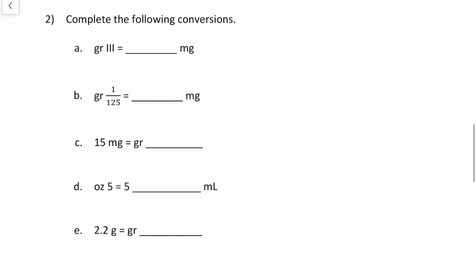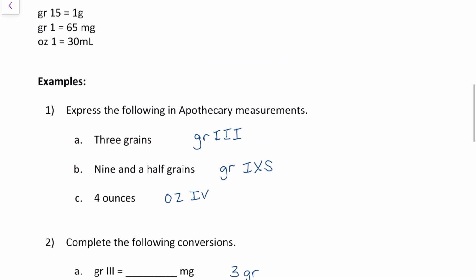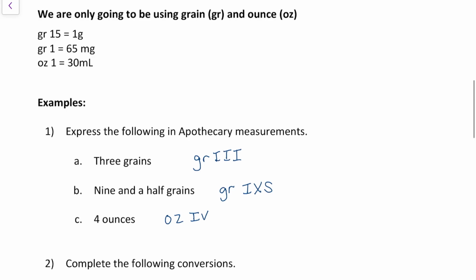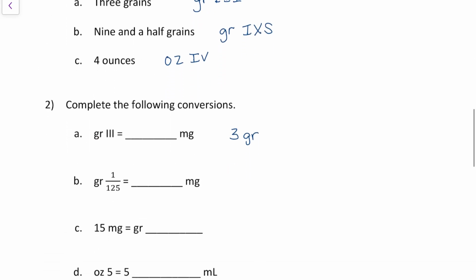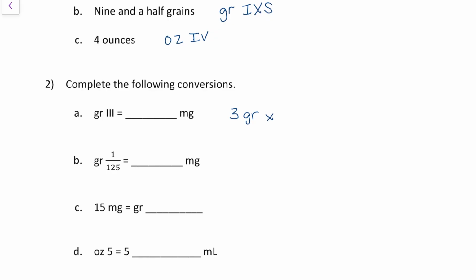So let's complete the following conversions from the apothecary system to the metric system and back. Here we have 3 grains, and we want to know what that is in milligrams. If we scroll up, again, we can see that 1 grain is 65 milligrams. So I'm going to times it by 65 milligrams per 1 grain. And I get 65 times 3, which is 195 milligrams.